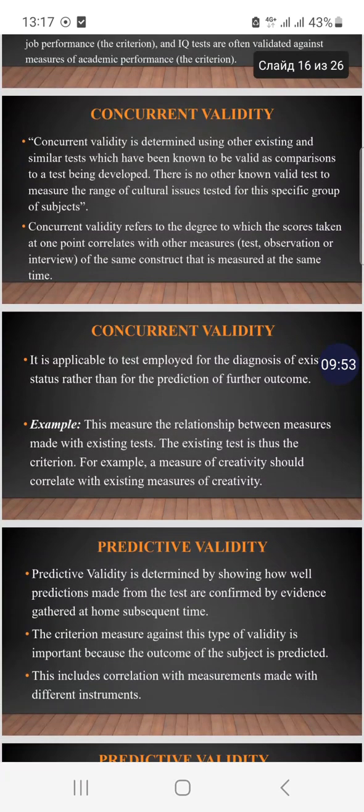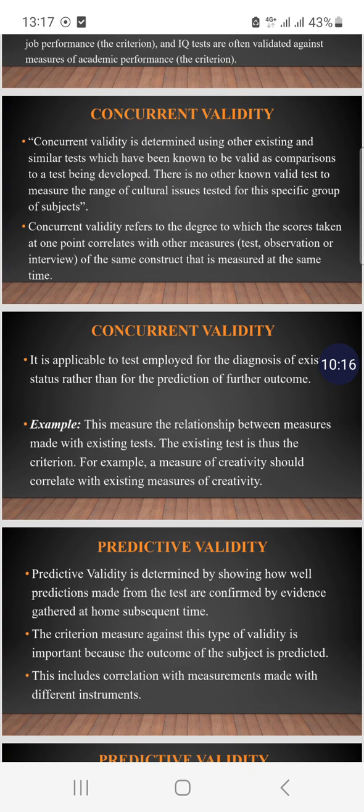Concurrent validity. Concurrent validity is determined using other existing and similar tests which have been known to be valid as comparisons to a test being developed. There is no other known valid test to measure the range of cultural issues tested for this specific group of subjects.